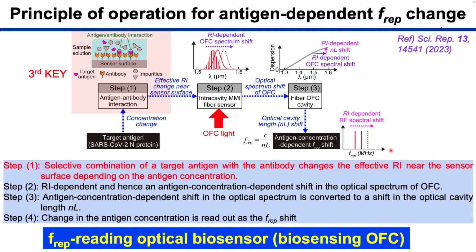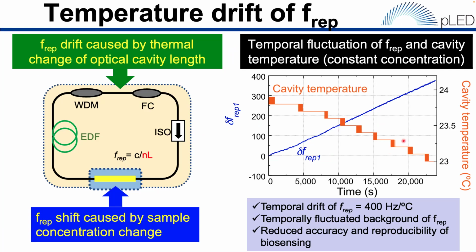The remaining challenge of biosensing OFC is the temperature drift of the sensor signal, or FREP. So the FREP is sensitive to the thermal change of optical cavity length as well as the sample concentration change, because the FREP is given by a function of optical cavity length.